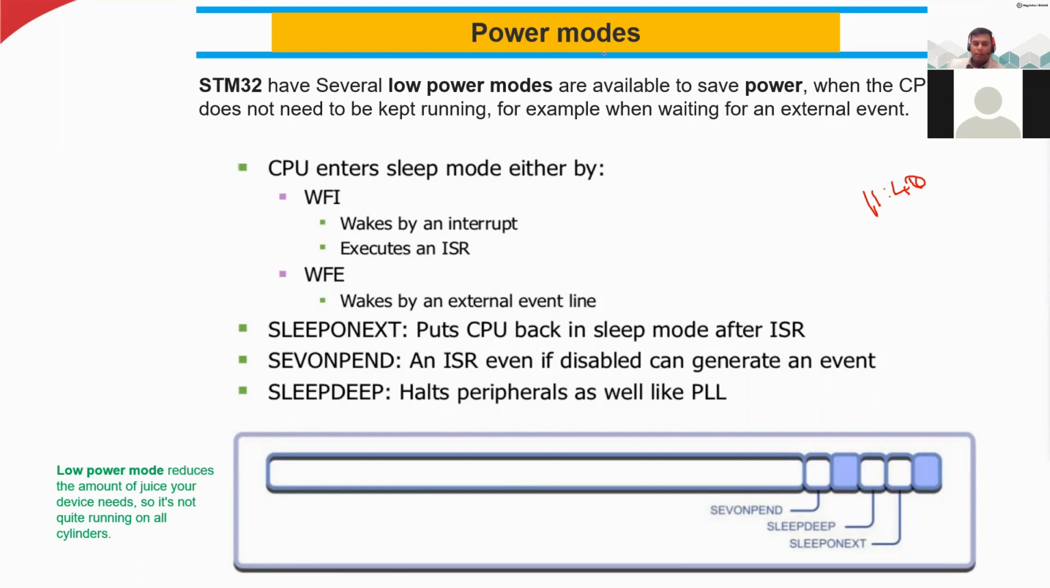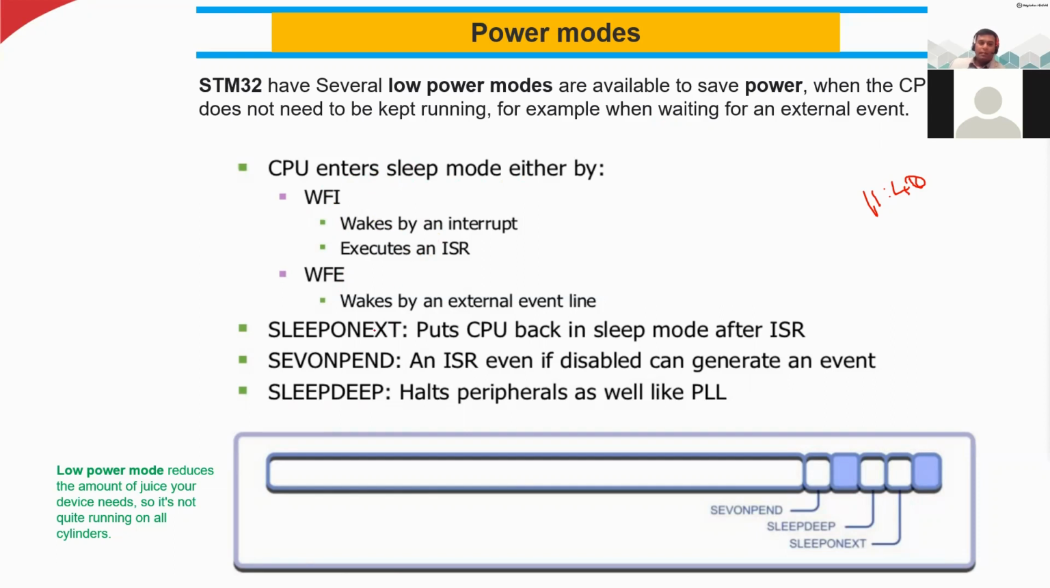So next topic we will see about power modes. STM32 have several low power modes which are available to save the power consumption of the CPU, especially when the CPU does not need to be kept running, for example, when waiting for an external event. So the CPU enters sleep mode, and we have the WFI and WFE. There are two different ways, based on the internal or external event line. Event means here we can take it as an interrupt.